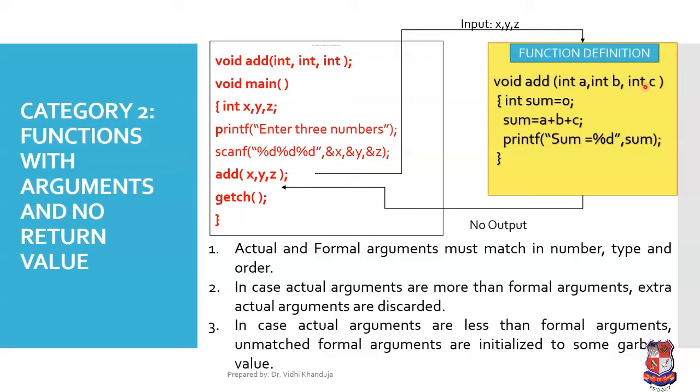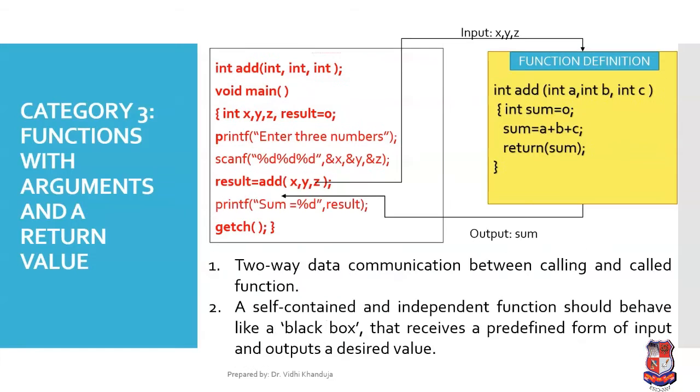Clear? So in this second category, we have arguments, but the function is not returning anything, right? So there is no need to write the return directly. This closing braces will indicate the termination of the function add, and the control will be transferred back to the calling function, that is main. Clear? The category 3, we have functions with arguments and a return value, right? Now we have both things.